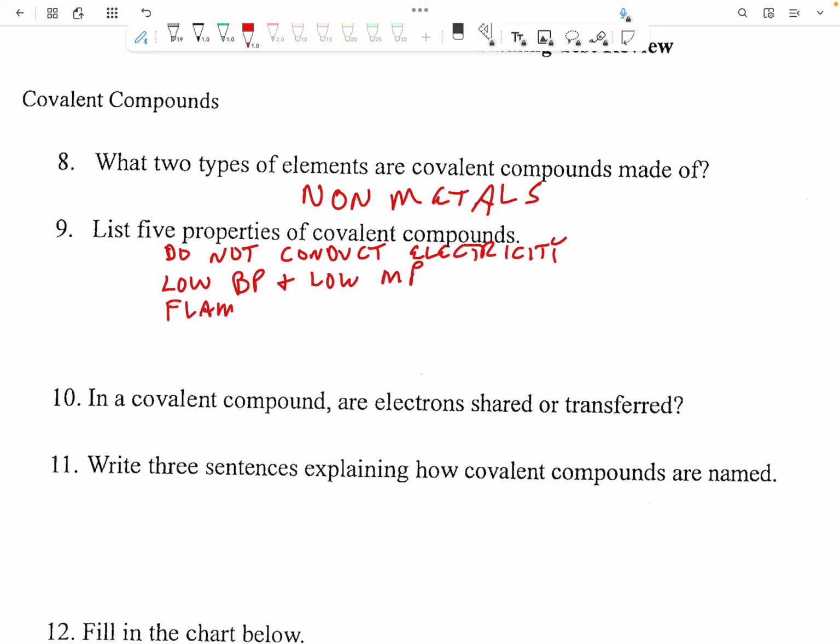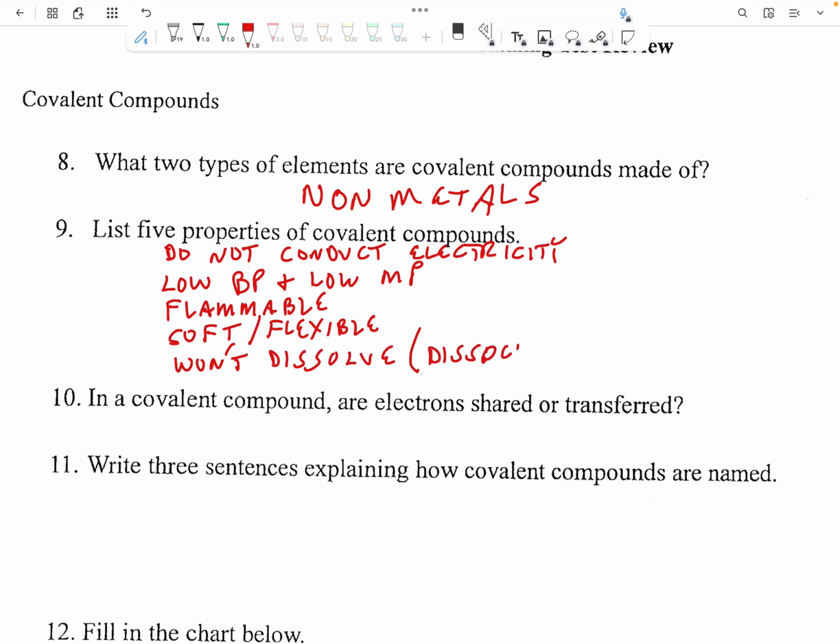Flammable, tend to be flammable. Soft, flexible, and they won't dissolve. They won't dissociate. That's the word. Won't dissolve. And I'll put the word dissociate in there also.